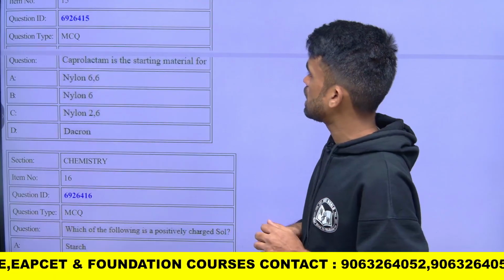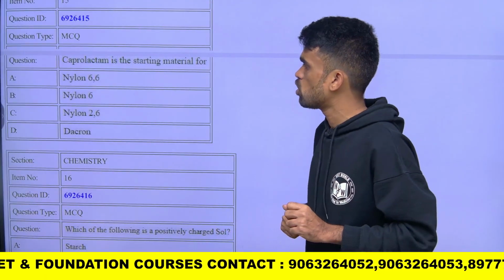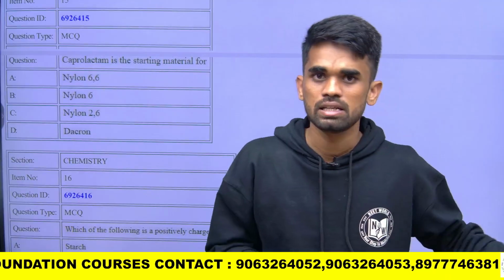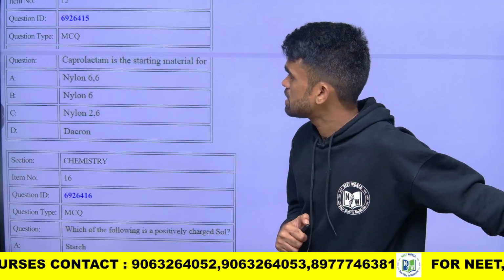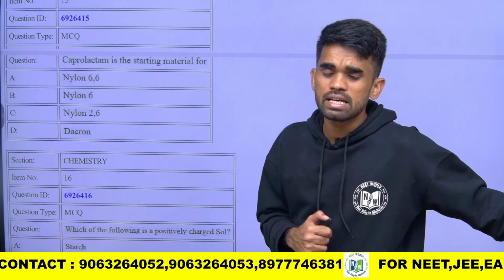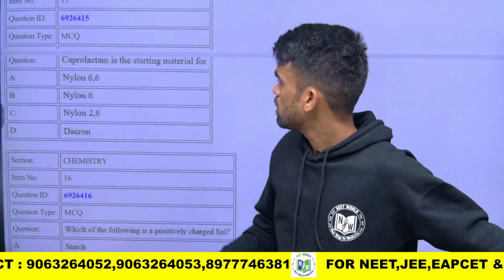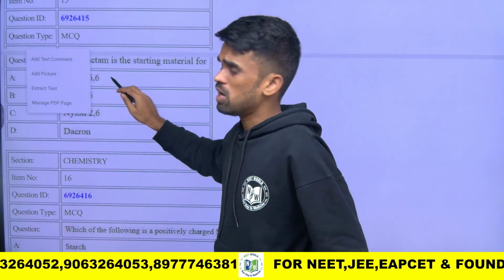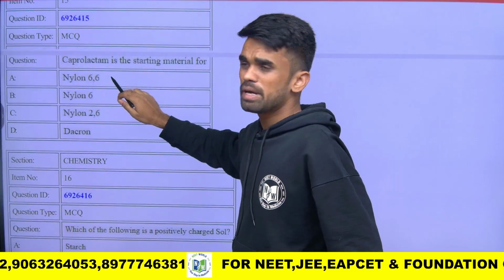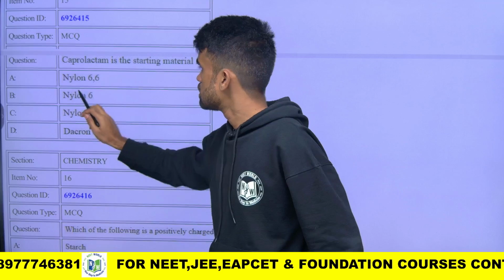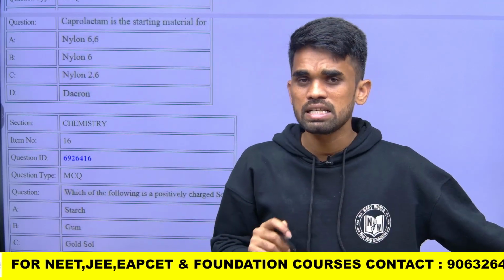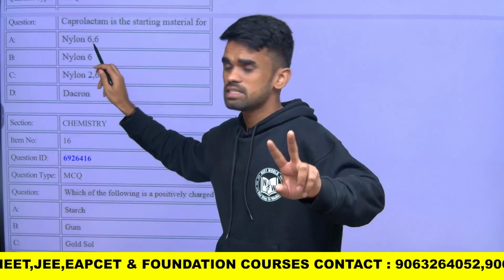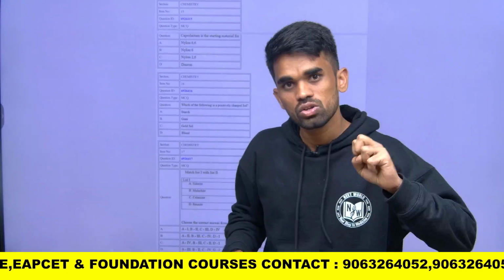Caprolactam is the starting material of what? Caprolactam is the monomer of nylon 6. Whereas what about nylon 6,6? It is adipic acid plus hexamethylene diamine. So nylon 6,6 is a polymer made up of adipic acid plus hexamethylene diamine, whereas nylon 6 is formed from caprolactam. The caprolactam polymer is nylon 6. In nylon 6,6, you see two 6s are there, so you can remember it like that.